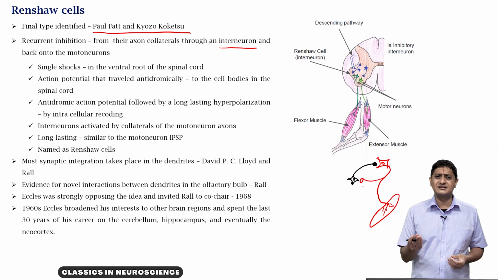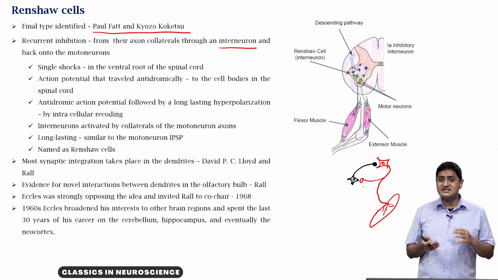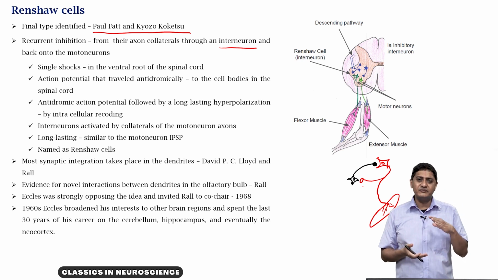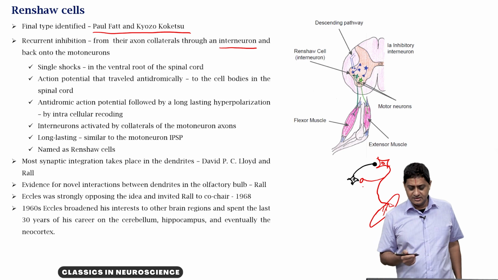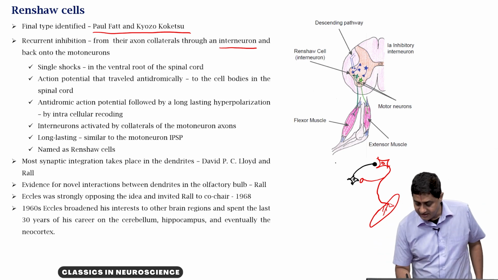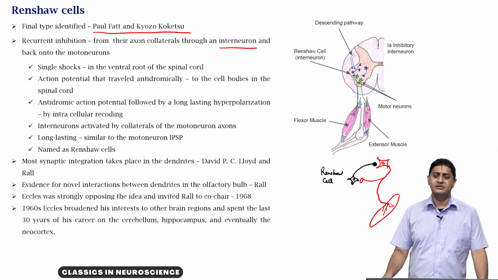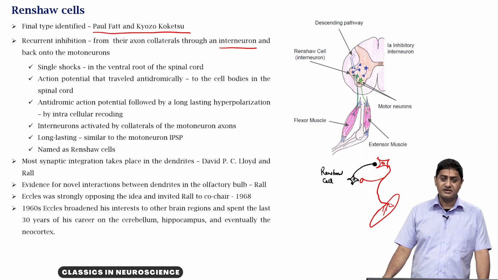Why would you stimulate somebody who inhibits you? Because there is a need for this negative feedback to keep the amount of excitation in control. This black colored neuron that I have drawn is called the Renshaw cell. It is a form of recurrent inhibition. The inhibition provided by this neuron is a form of recurrent inhibition through this interneuron, that is the Renshaw cell.